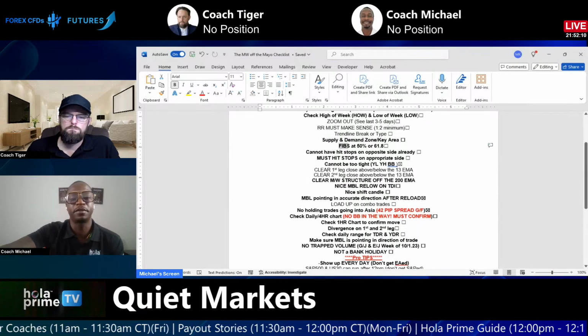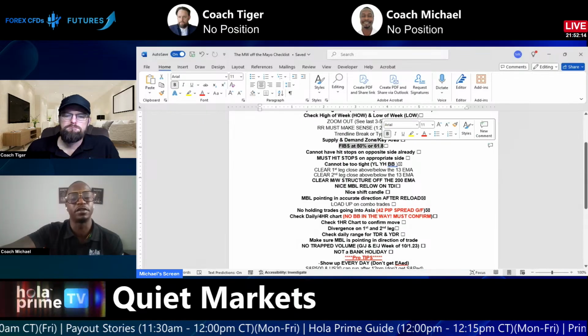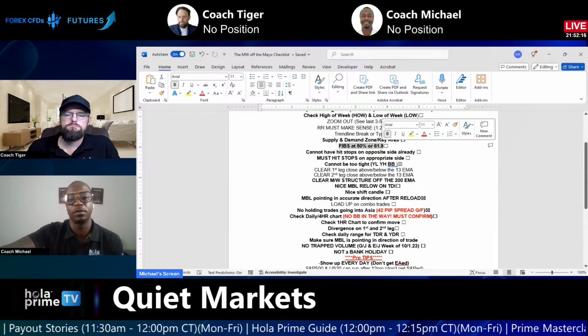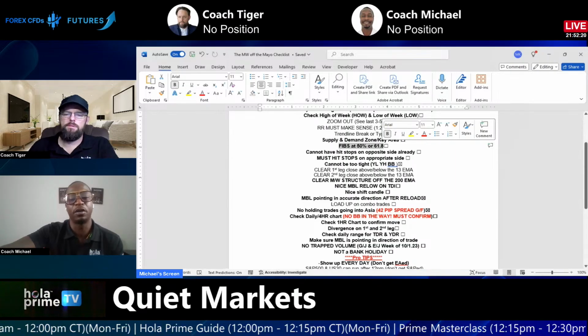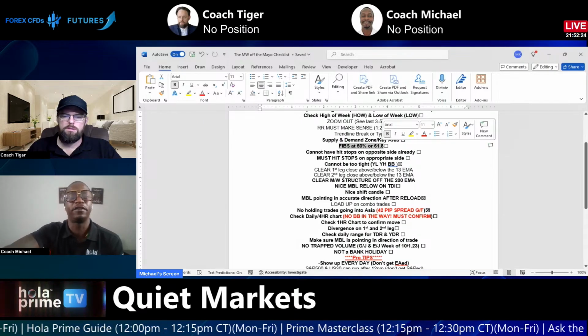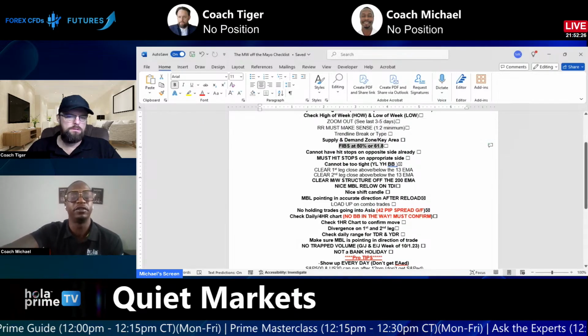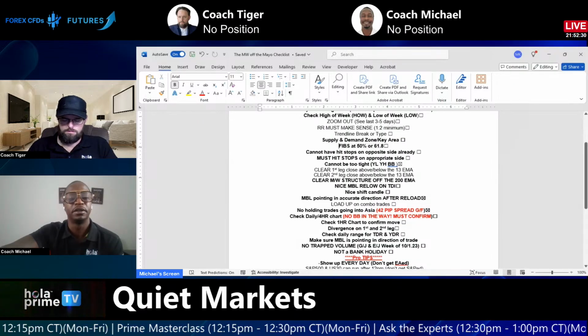Fibs, 50% or 61.8. I don't really use that too much. I will every now and then, just to get a little bit more confluence. I will check that out while I'm deciding. Just any extra little confluence I can get, I'll check the fibs out. But definitely not a big fibs player at all.